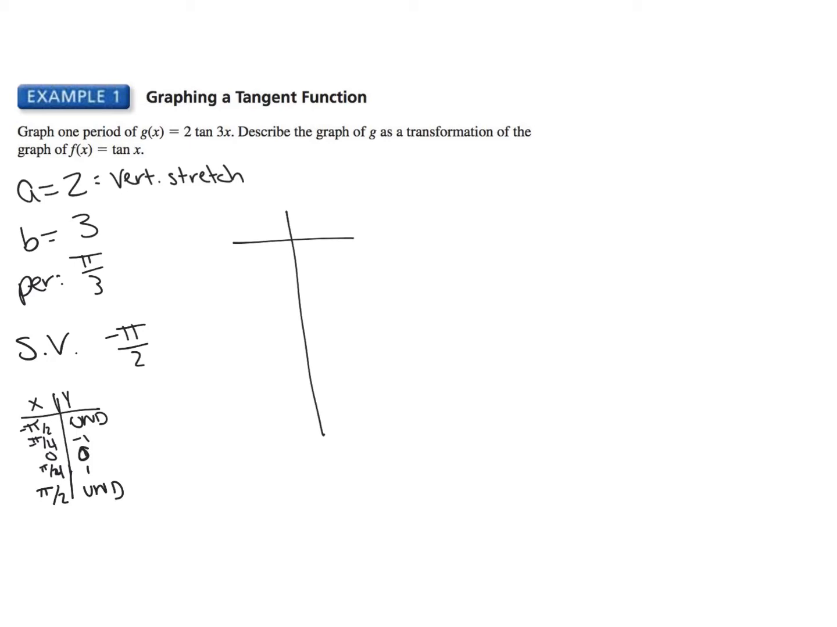All right, now that we have those 5 points, we can work with this. So our starting value is at negative pi over 2, and then our ending value is pi over 3 plus that. So we need to look at negative pi over 2 plus pi over 3. These don't have common denominators, so we need to change that. So it's negative 3 pi over 6 plus 2 pi over 6, and looks like we're going to be ending at negative pi over 6.